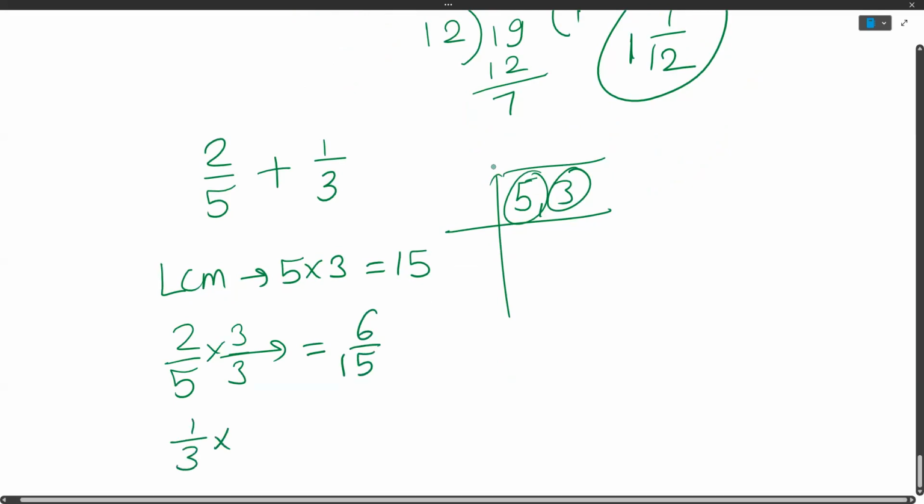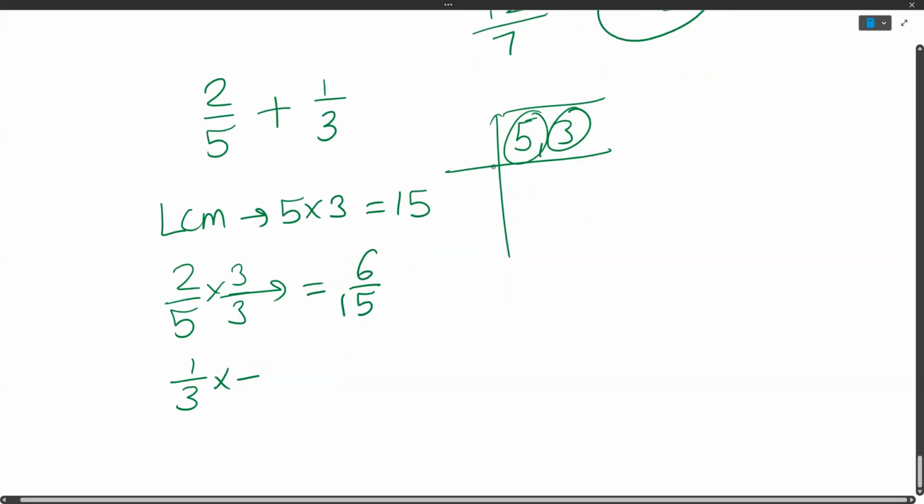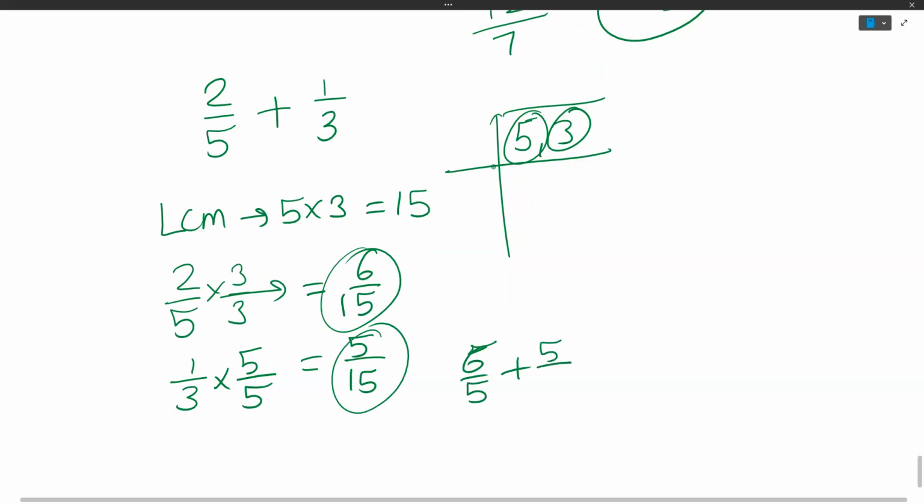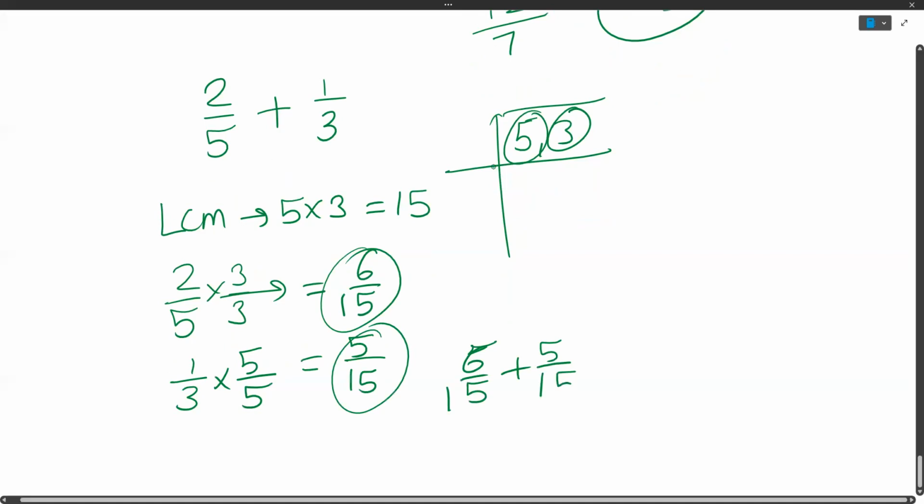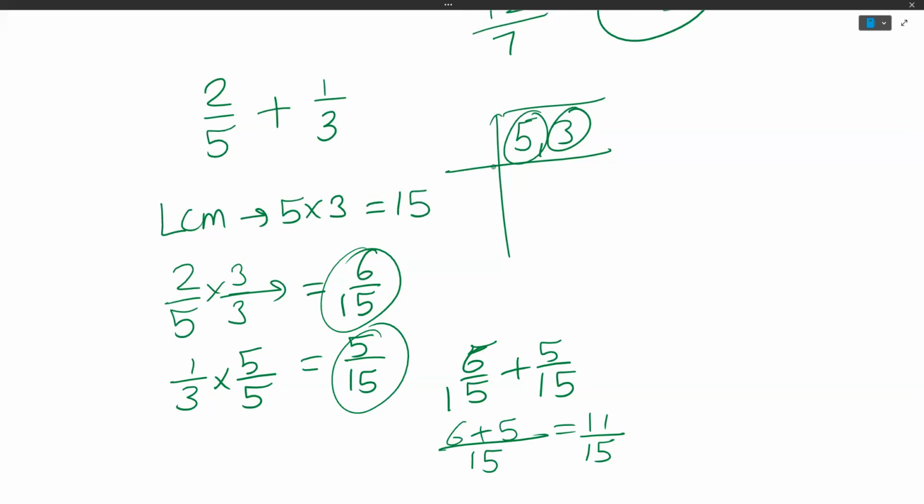Next, 1 by 3 denominator, how will you make as 15? By multiplying 5 both sides. So it is 15 and numerator is 5. Now you have converted both into like fractions. 6 by 15 plus 5 by 15. So keep the denominator same, add the numerator, and it is 11 by 15. Clear, children? Note it down.